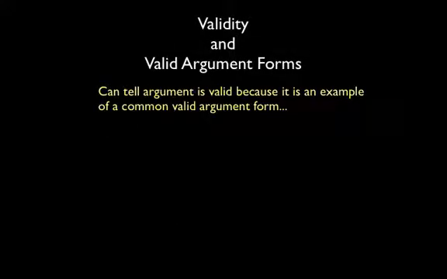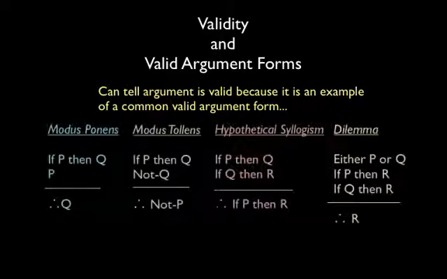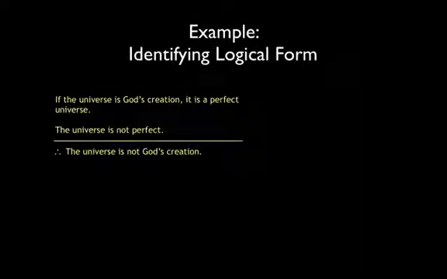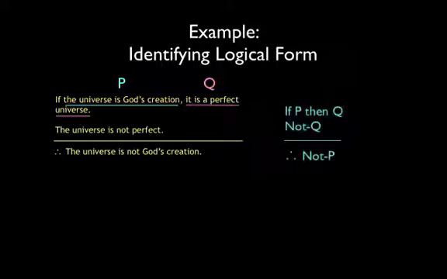Sometimes we can tell that a deductive argument is valid because it is an example of a common valid argument form. For example, suppose someone were to say, if the universe is God's creation, it is a perfect universe. The universe is not perfect, therefore the universe is not God's creation. The logical form of this argument is, if P, then Q. Not Q, therefore not P.